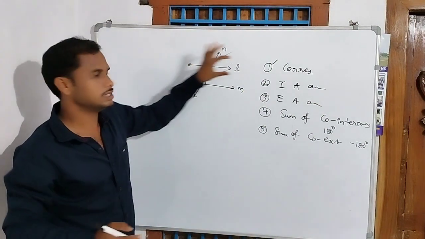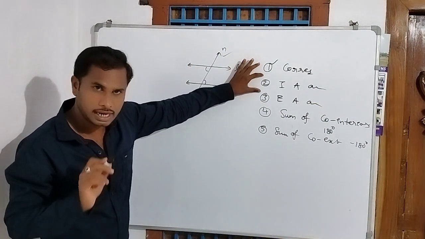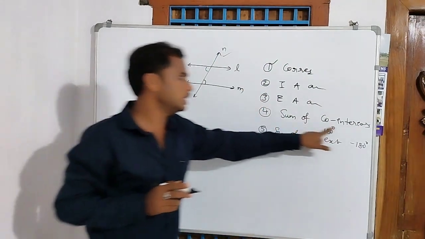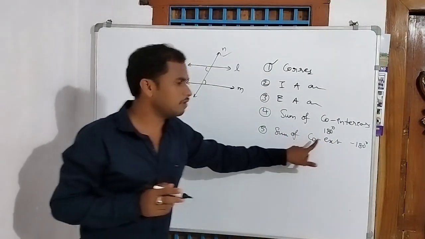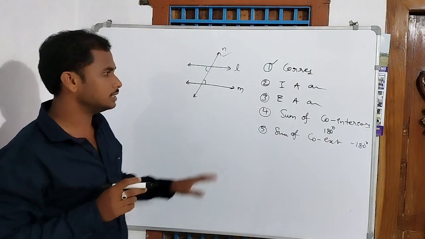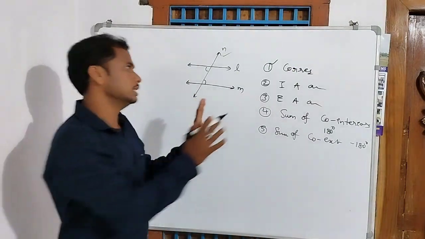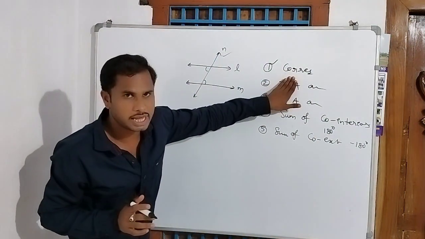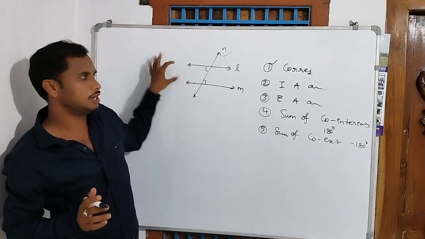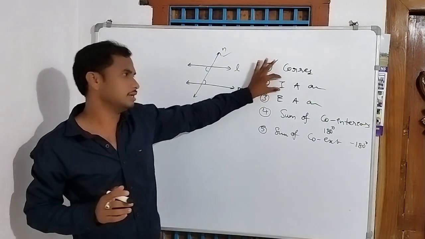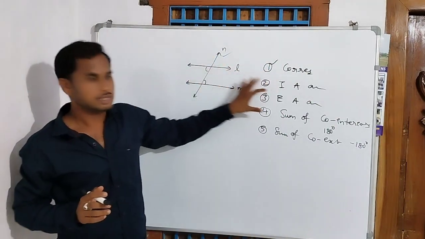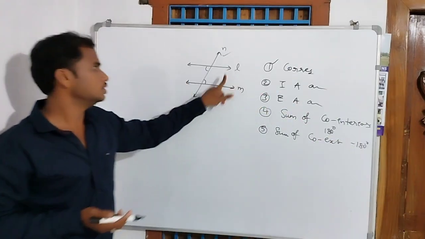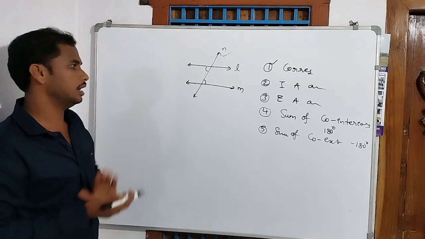If two lines are parallel, then corresponding angles are equal, interior alternate angles are also equal, and exterior alternate angles are also equal. The sum of co-interior angles is 180, and the sum of co-exterior angles is also 180 degrees. The converse is also the same. If corresponding angles are equal, then the two lines are parallel. If interior alternate angles are equal, then the two lines are parallel. Likewise, if the sum of co-interior angles is 180, then these two lines are parallel.